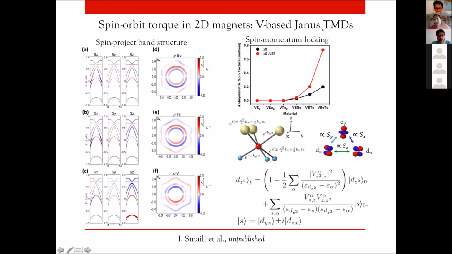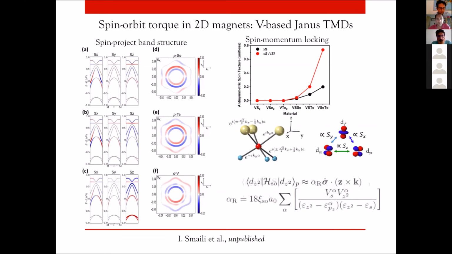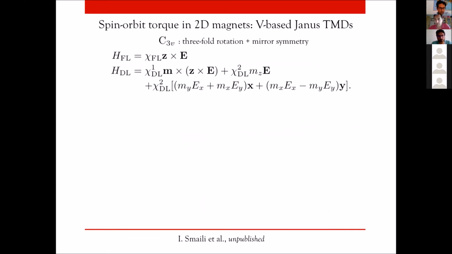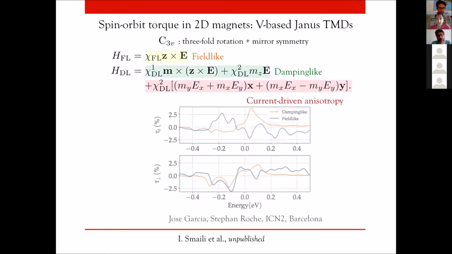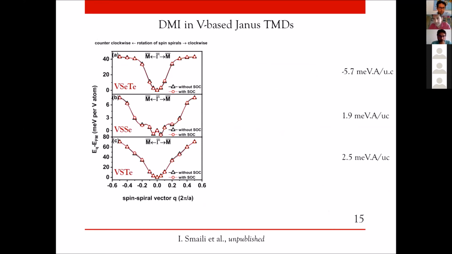We can show that this is coming from the coupling between the dz square orbitals and the pz orbitals of the chalcogen. Actually, it's more like the pz of selenium is coupled to the dz square of vanadium, and that creates a strong Rashba spin-orbit coupling. So if we have Rashba, of course we have Rashba torque. We just play with that. And if we have Rashba torque, we have Dzyaloshinskii-Moriya, and that's the interesting part for us.